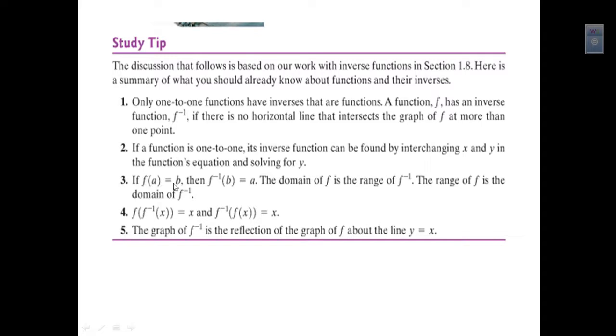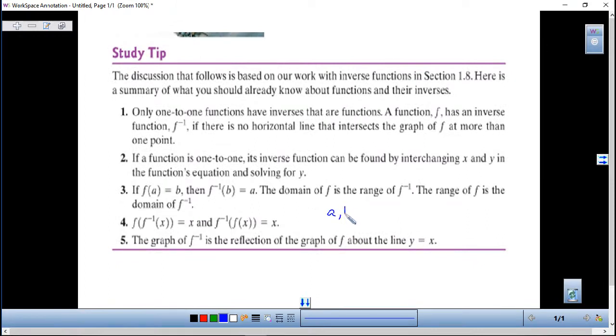Now, if f of a equals b, then f inverse of b equals a. This is just a mathematical way of saying that the x and the y change positions on the inverse. So if you have the point (a, b) on the function f of x, then (b, a) is on f inverse. That's all that it is. You just swap the x's and the y's, and that's going to be a point on the inverse of the function.